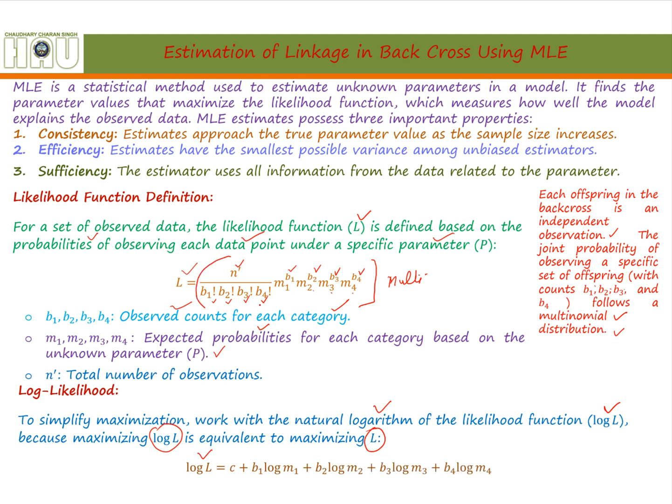Now we are not interested in all these things; we are interested in only M1, M2. If I consider this as C, I get C plus B1 log M1 plus B2 log M2 and so on, where C is a constant, right? Because n is fixed and B1, B2, B3, B4 are our observed numbers, so they are fixed. So this can be treated as a constant.